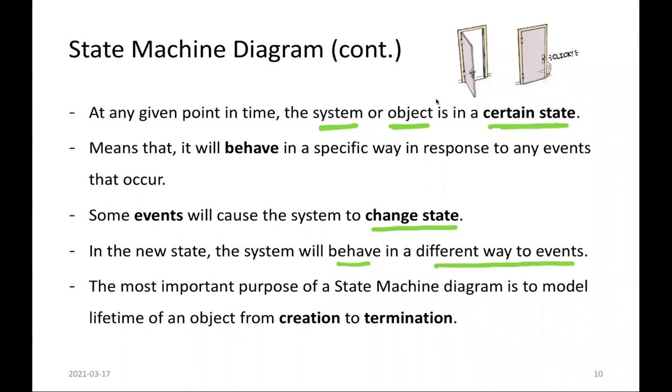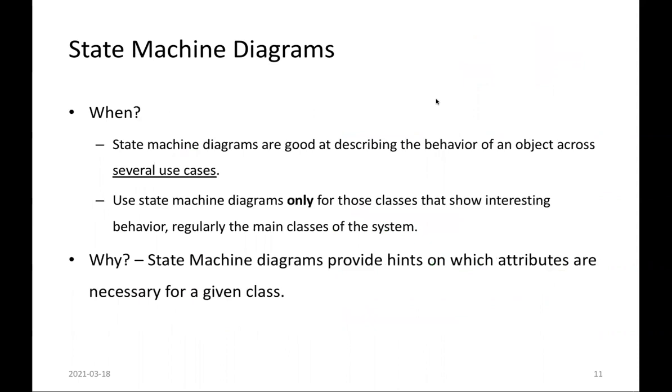The most important purpose of the state machine diagram is to model the lifetime of an object, from the point where it is created to the point where it has been terminated. State machine diagrams are really good at describing the behavior of an object across several use cases, which we used before to model the scenarios and functionality within the system.